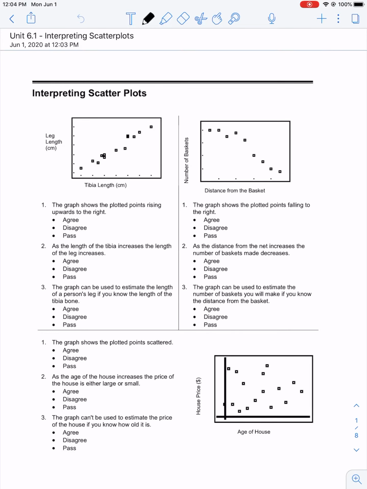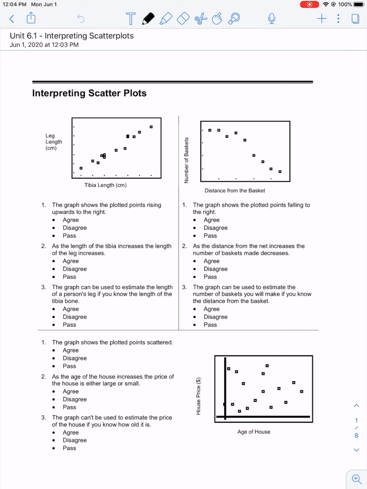This is Unit 6.1, Interpreting Scatterplots. It's the first note in the Investigating Relationships unit. So the first thing is to just take a look at the graph that we have here and answer these three questions. You're supposed to do this on your own, but I'll go through them now.